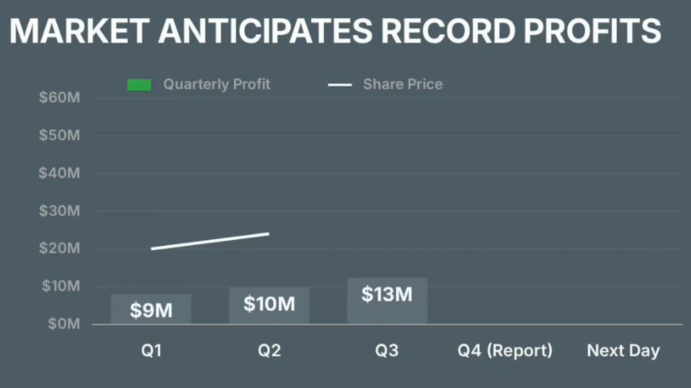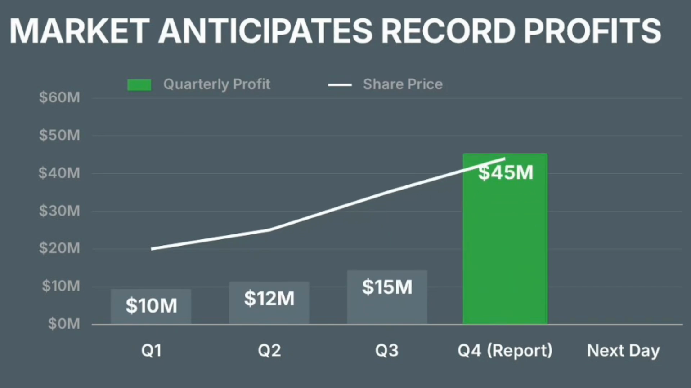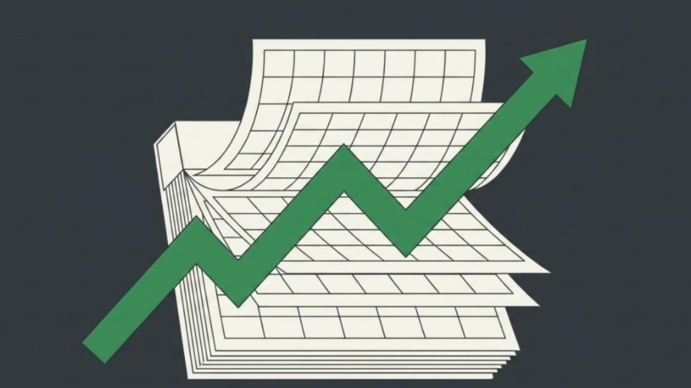This explains why a company can report record-breaking profits only to see its stock drop the very next morning. The market anticipated that growth weeks ago, and buyers already drove the price up to match.